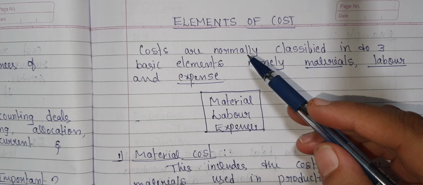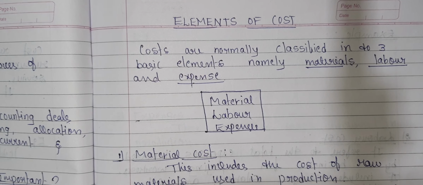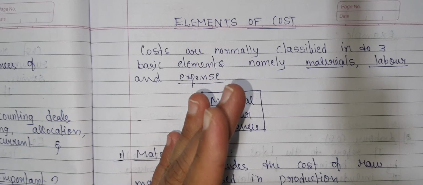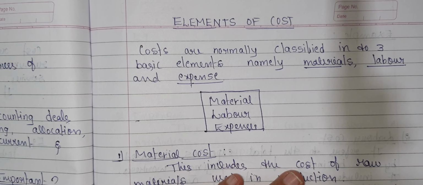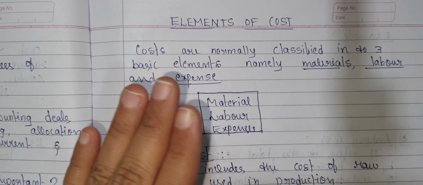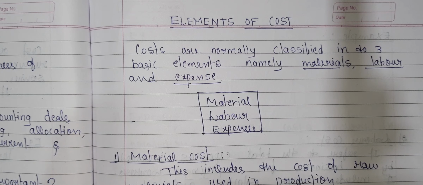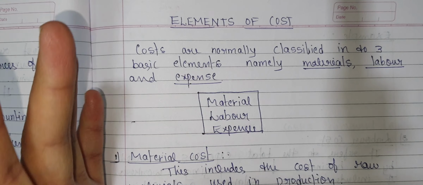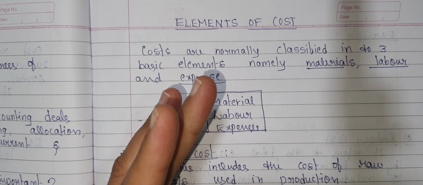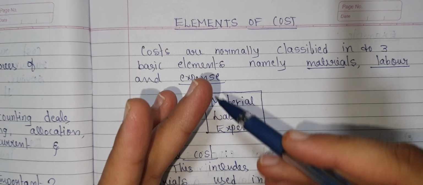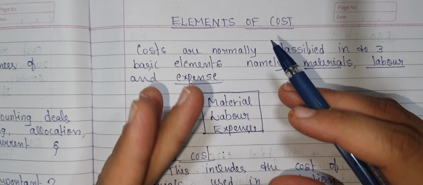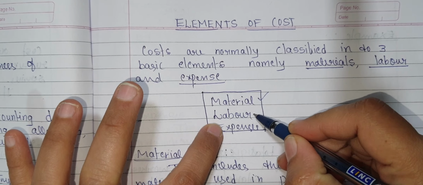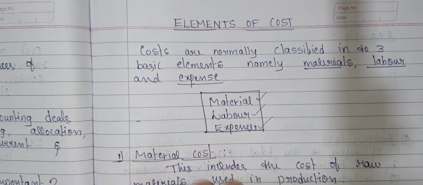What does it mean? Elements of cost. It refers to the different components that make up the total cost of a product or service. The elements of cost are broadly classified into three categories. They are material, labor and expenses.